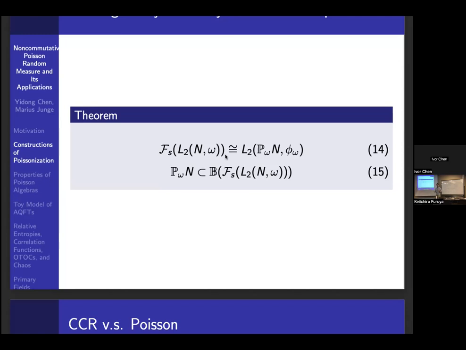But the key point here is that the algebras are different. The Poisson algebra is not the Weyl algebra. The Poisson algebra sits inside B, the bounded operators on the symmetric Fock space. That's maybe another key takeaway today, that I'm not working on some strange Hilbert space. I'm only working on symmetric tensor products, only on symmetric Fock spaces. I'm just working with a different algebra.